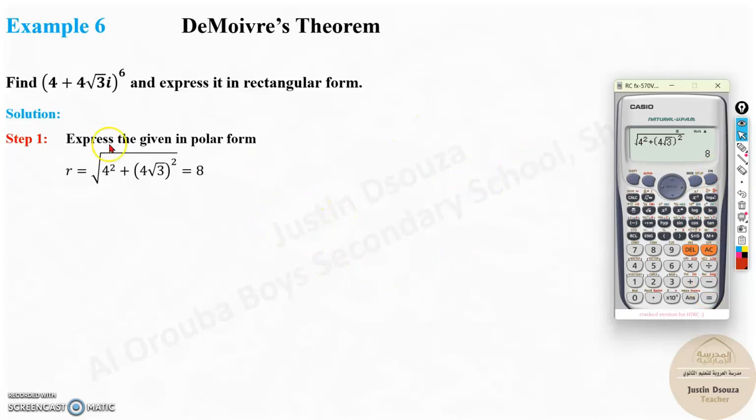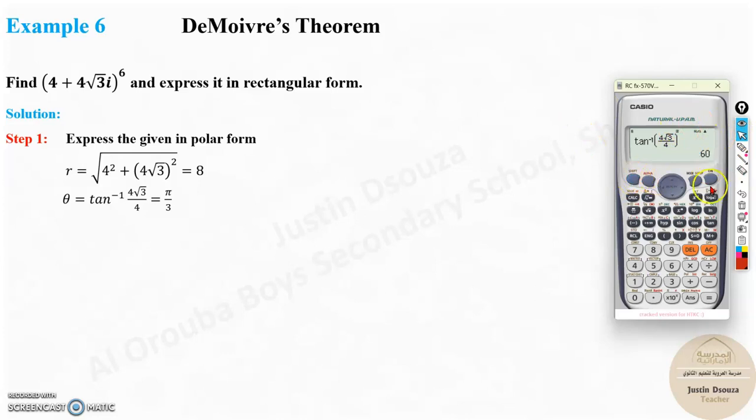What about the theta? It is tan inverse b by a. Let's do it. Shift tan inverse b, that is 4 root 3, now divided by a value, that is 4. Now if a is positive, greater than 0, this is the formula. Is it done? Will I get the correct answer? I'll press equal to, you tell me. Now the answer over here is always in radians. What did I tell you? Whenever we do not have radians, we get degrees.